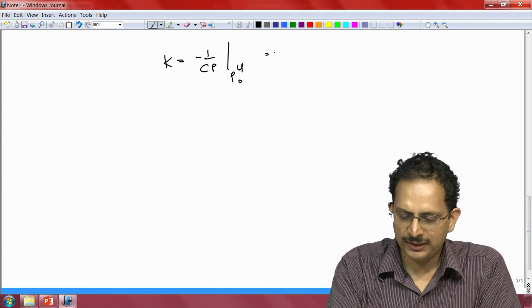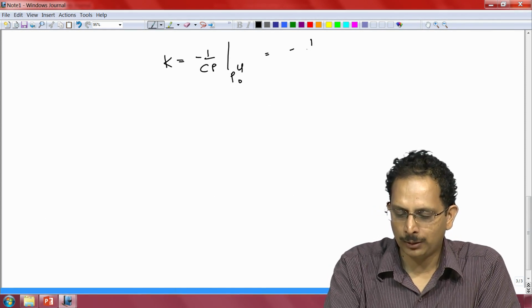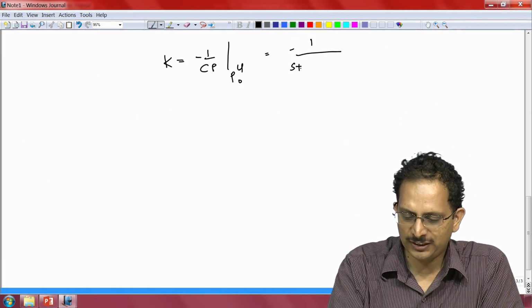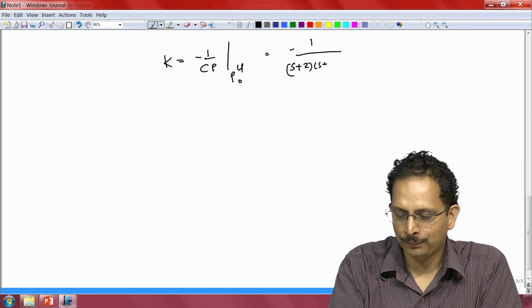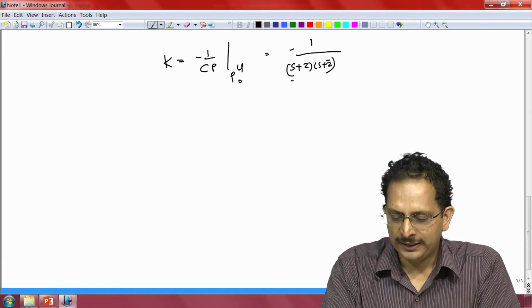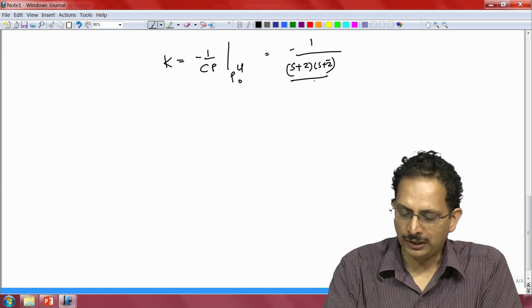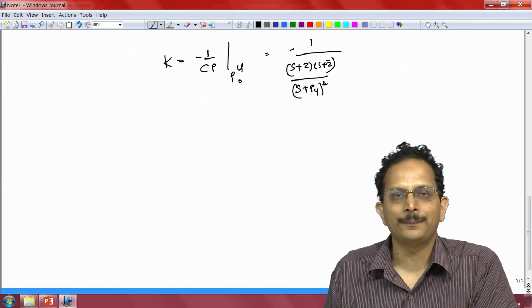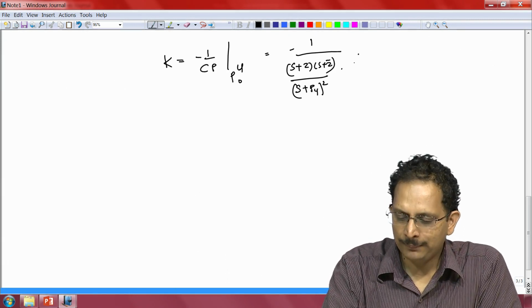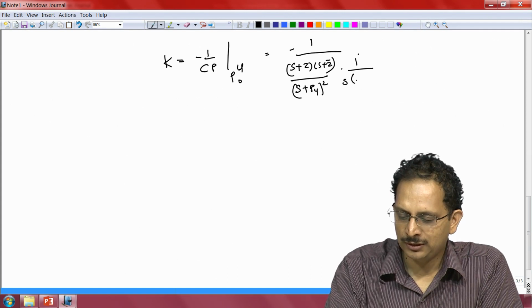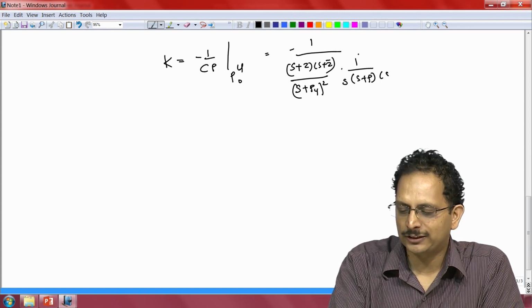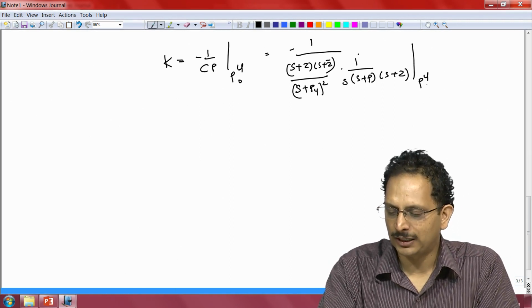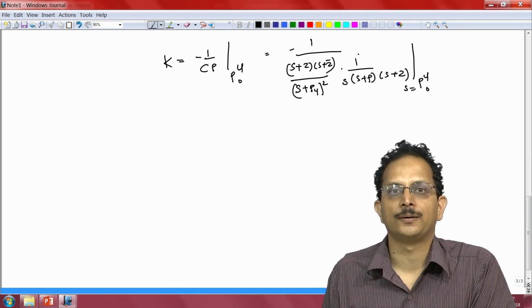And we know that this is going to be equal to minus 1 by the controller. We have a controller with two zeros, which are S plus Z and S plus Z bar, and it has two poles, and we have assumed that these poles are coincident. So S plus P4 the square, and our plant is given by 1 by S times S plus P times S plus 2, and this entire thing is evaluated at PCL naught, S is equal to PCL naught.